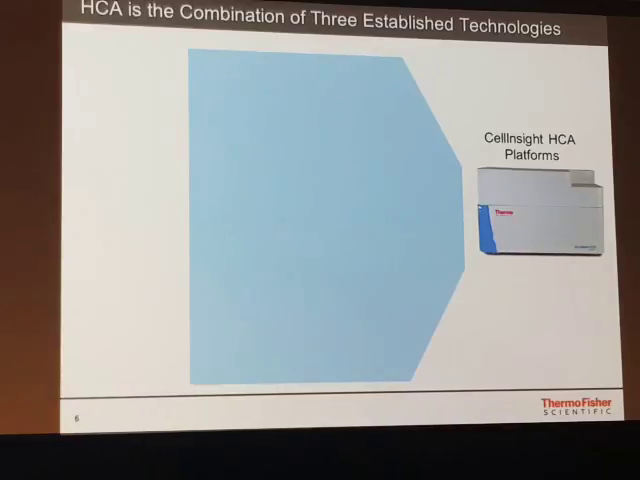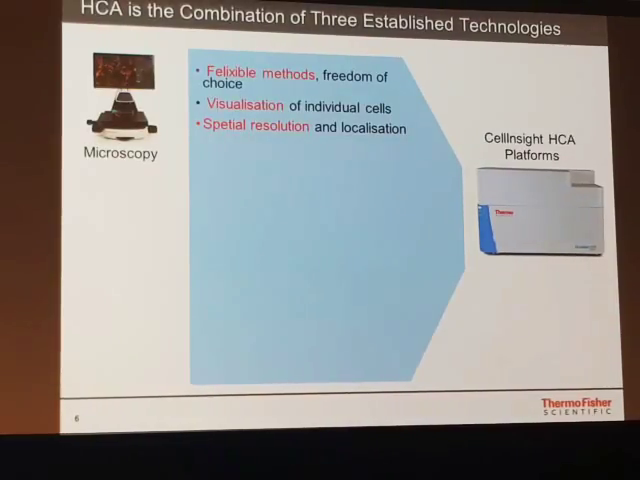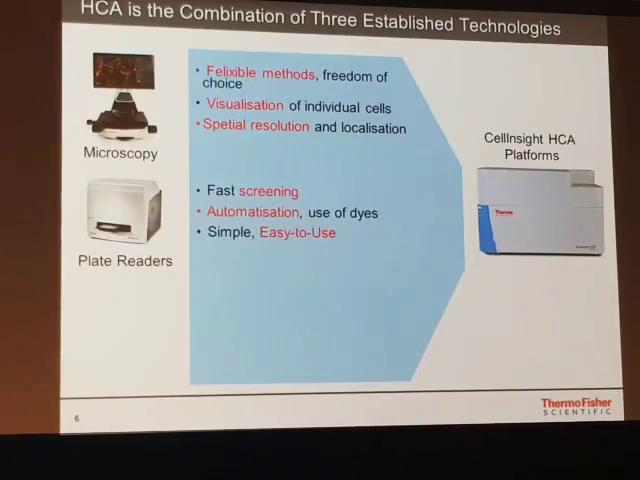So in terms of the instruments, you just see a box sitting on a bench. What is it actually doing and combining? We say it combines three major technologies. One is microscopy, which provides us with the flexibility of having different samples and different magnifications. We visualize things in a cell, we get spatial resolution of our sample, and we can localize certain things. But it also combines the screening capabilities, the automatization and the ease of use of a plate reader, because usually you work with plates in high content screening.